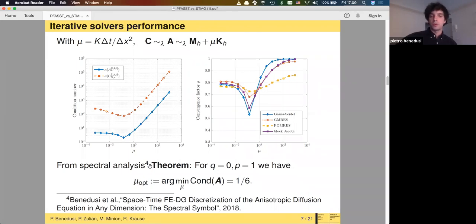And for example, for q equals 1, this is the order in time, and p equals 1 is the order in space, the finite element order, this is 1 over 6. And you can generalize this for different orders.